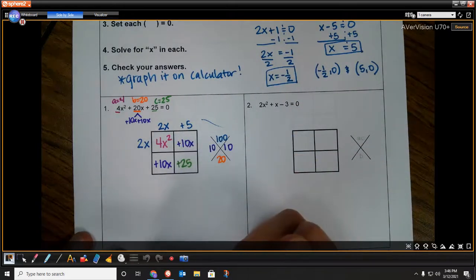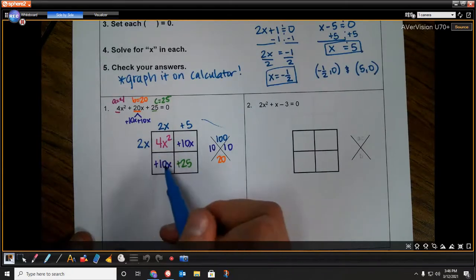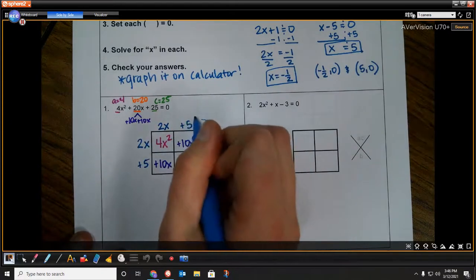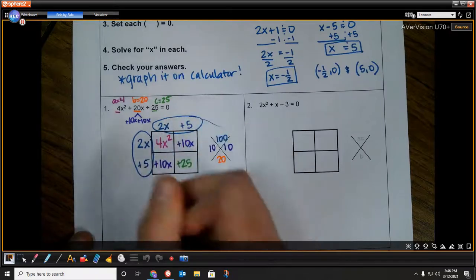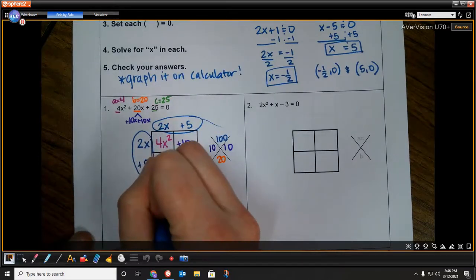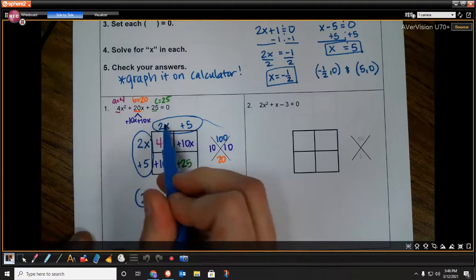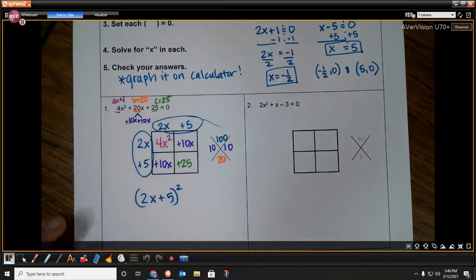And look at this. We're actually doing this one twice here. 2x times what gives me 10x? This should kind of feel like deja vu. So now we have 2 factors here, and I want you to notice that this is actually the same exact factor pair, 2x plus 5 and 2x plus 5. So we can write it as 2x plus 5 squared.